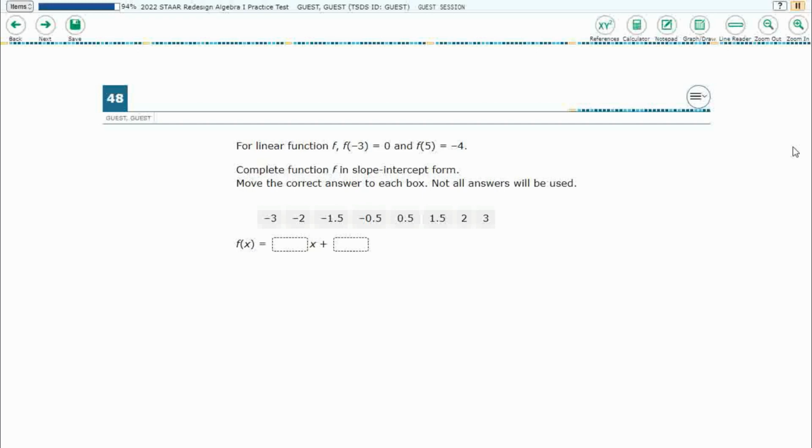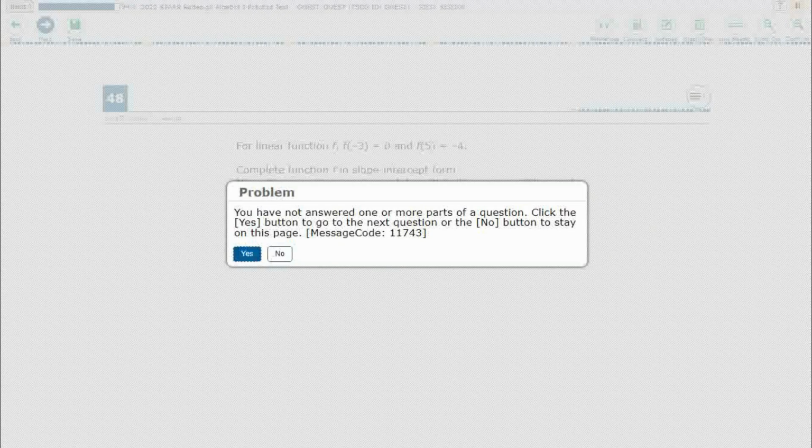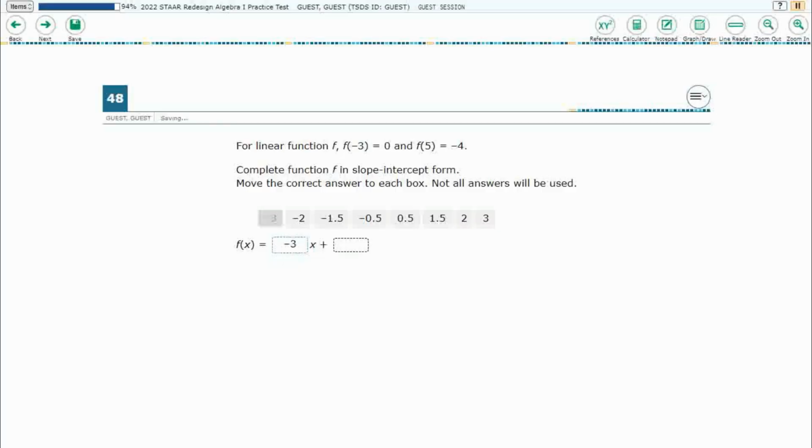So we have hot text here, so we need to move the correct answer to each box. You notice that once I use an answer, I cannot use it again. Drag it out if you don't want to use it. And if you tried to answer it with just one box filled, you will get an error message. So it's a 2-point problem. Make sure we fill in both. Let's see what we're looking at here.